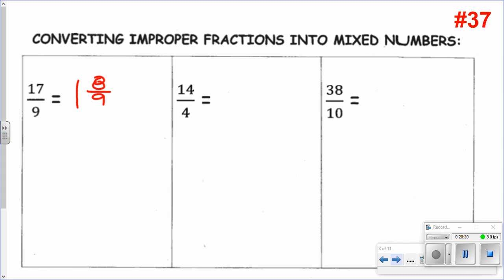So another way that we could do this is we could say, okay, so this is 17 divided by 9.